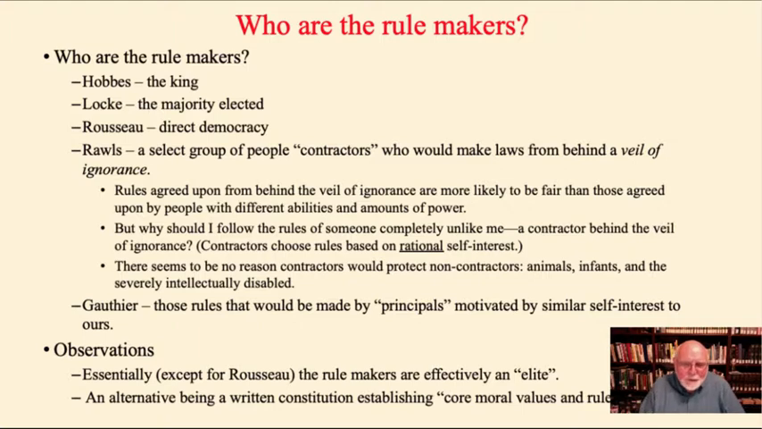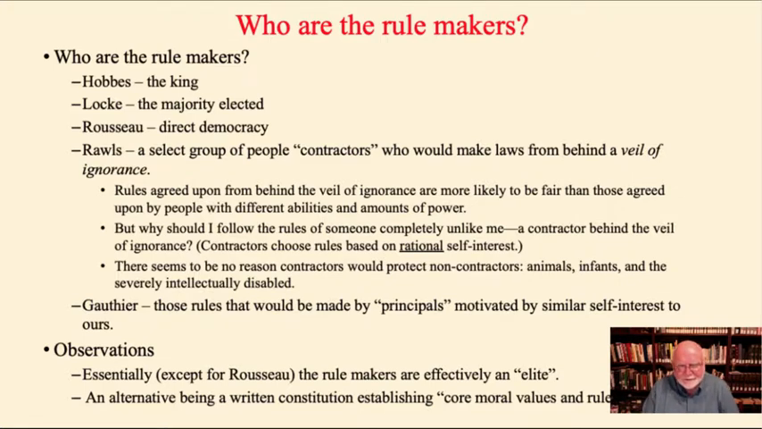But perhaps, quite interestingly, particularly in the light of where we are today in our society, it's important to look at the question of who are the rule makers. Who are these free, equal, and rational people making decisions that free, equal, and rational people would, it is argued, rationally agree to, even though there's no formal vote? Hobbes says that's nonsense, let the king do it. Locke says the majority of the elected. Rousseau says let's keep it direct democracy. Rawls suggests there's a select group of people he calls contractors who make the laws from behind a veil of ignorance. And Gunther, as we've recognised, had a small modification to that.